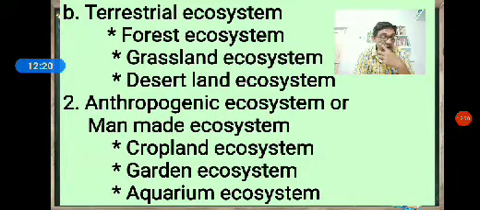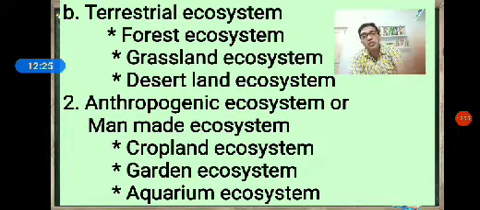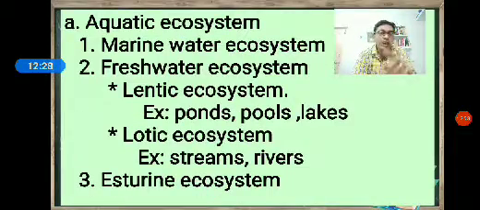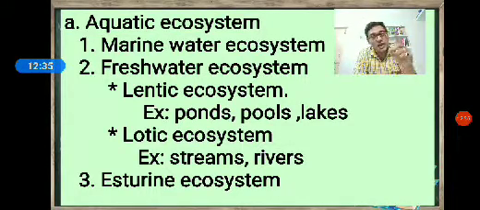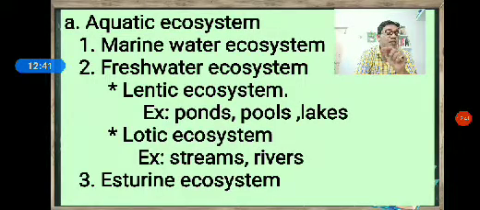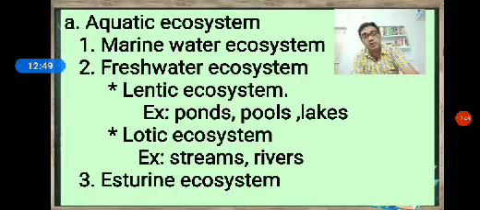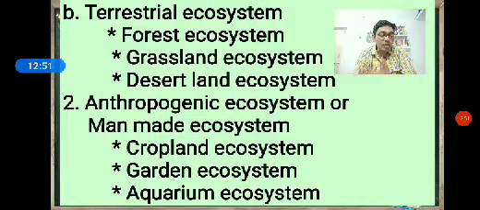Here one thing I'm going to say is lentic and lotic. Lentic is standing water. Lotic means running or flowing water. Lentic ecosystem and lotic ecosystem together are called the limnic ecosystem. Okay, limnic ecosystem. So, anthropogenic or man-made or artificial ecosystem. Okay.